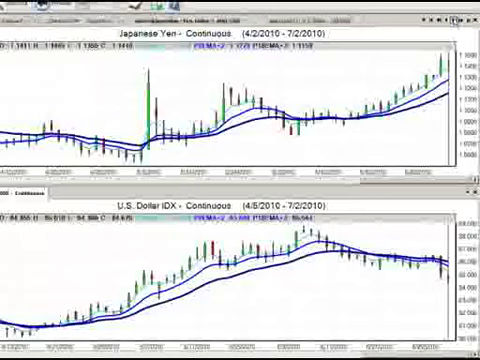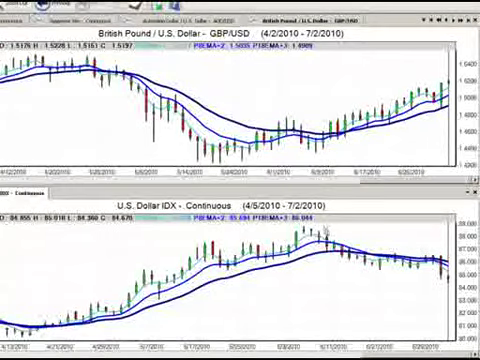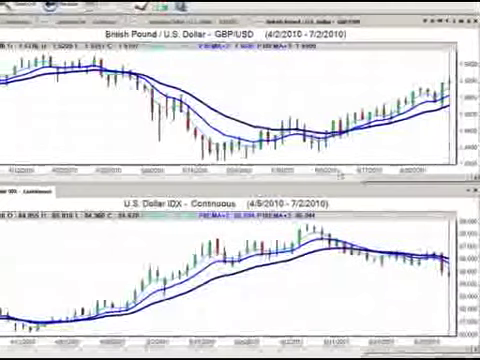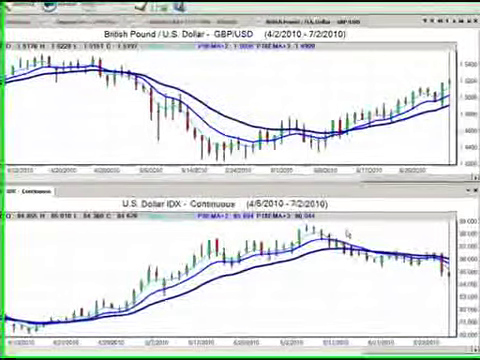Now what we're going to do is go in and have a look at the British pound US dollar and illustrate this. We can see as the US dollar index crossed to the downside, this is what I was seeing. The British pound is starting to cross to the upside. All of this to me was showing me that the US dollar index was going to weaken and the British pound would likely strengthen, making up part of that index.